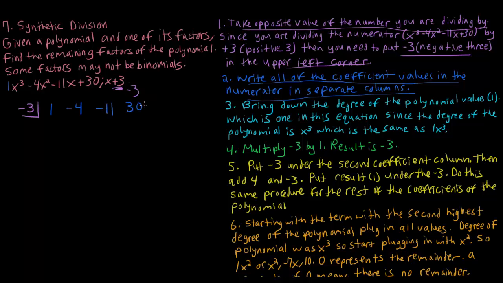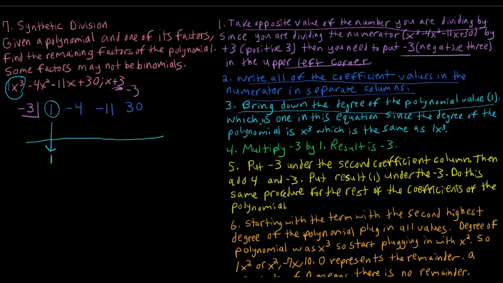Okay, now step 3 says bring down the degree of the polynomial value. In this polynomial, the degree of the polynomial is the highest exponent value, which is x to the third, and the coefficient value of x to the third is 1, so we have to bring 1 down below this line. Bring the 1 down here, so we got 1.